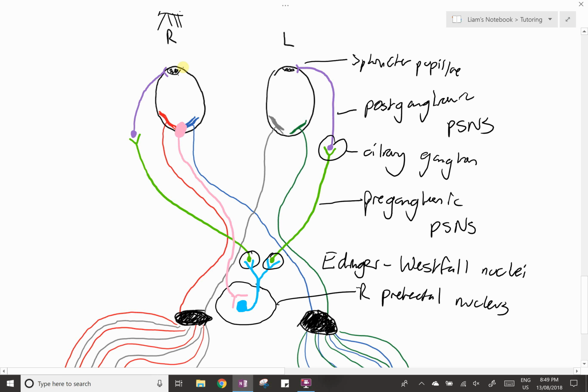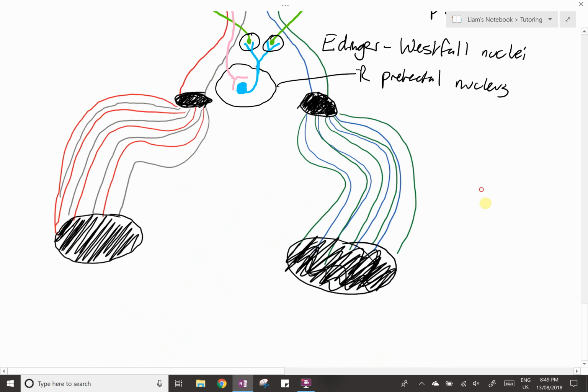So you can see here now, if you had light coming in from one eye, it would travel down and innervate a response that's going to affect both eyes. That's the basic idea behind the pupillary response.